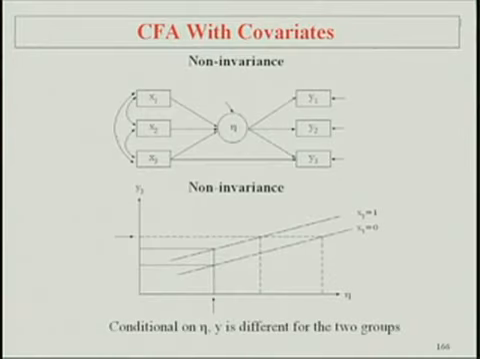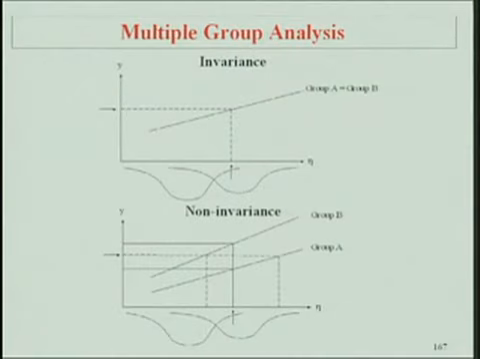Here we have also drawn the distribution of the two groups. One group has a higher mean. But for the same eta, both groups are expected to have the same y.